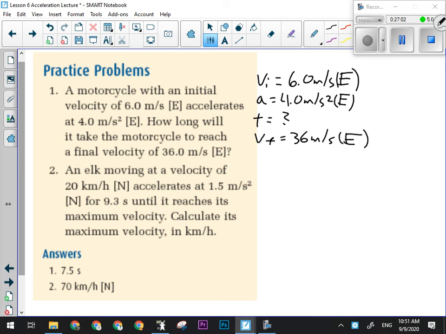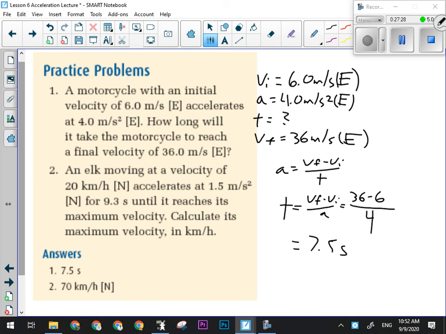We're just solving for t, so I'm going to use a equals vf minus vi over t. I'm going to manipulate for t by multiplying both sides by t, dividing by a. So that'll be vf minus vi over a. 36 minus 6, divided by 4. So we got 30 over 4, which should give us 7.5 seconds.